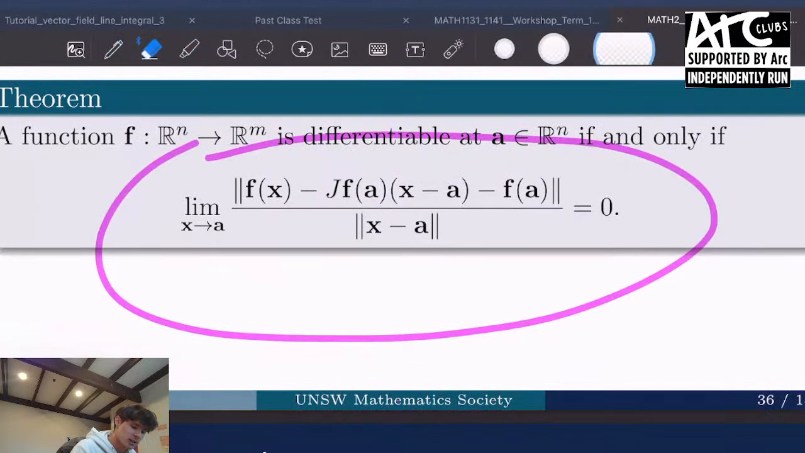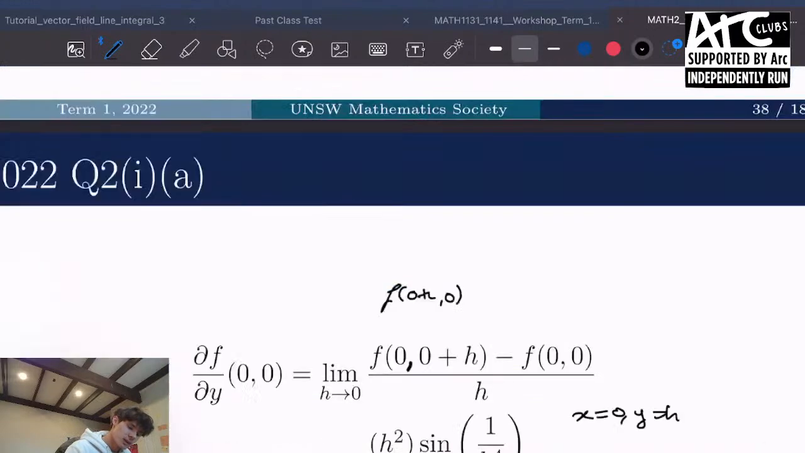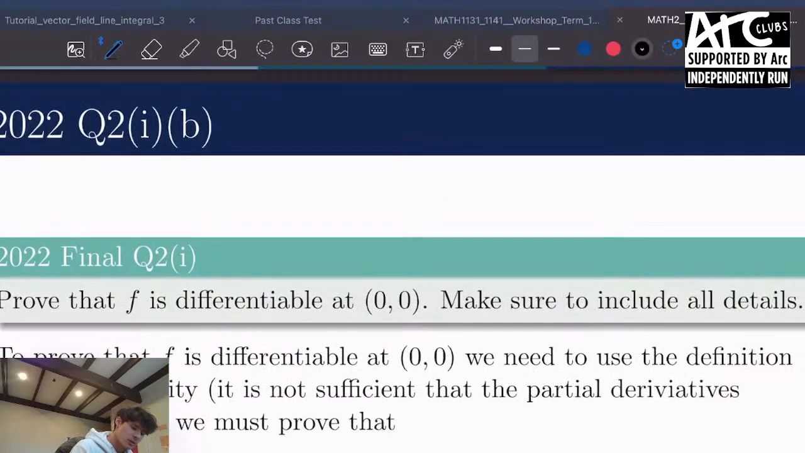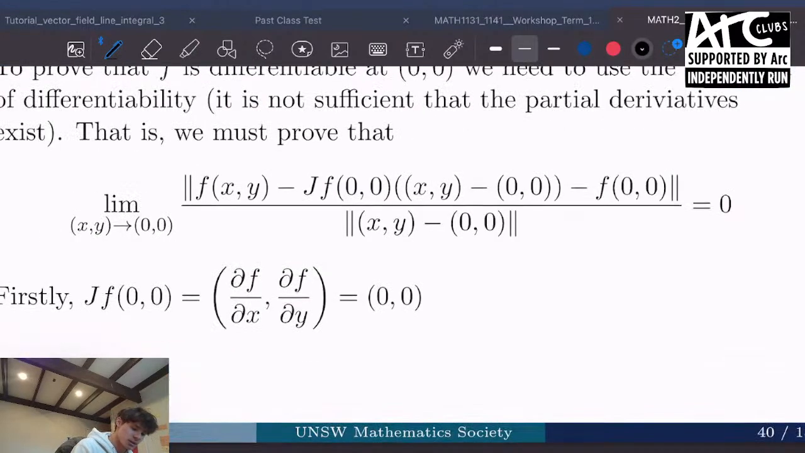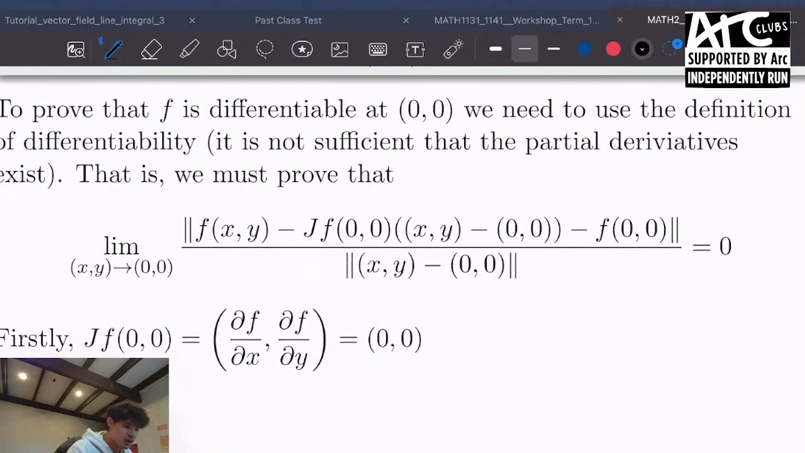But what I've sort of done is use the fact that the point A is (0, 0), and the point X, or the vector X, is (x, y), and sub that in. Okay, and now we get this, and we need to prove this equals 0. So how do we tackle that? Well, we can notice that the Jacobian matrix at the point (0, 0) is actually just df/dx, df/dy, equals (0, 0). Okay, so what we get is the 0 matrix, which means that this whole expression here, all of this should become 0.